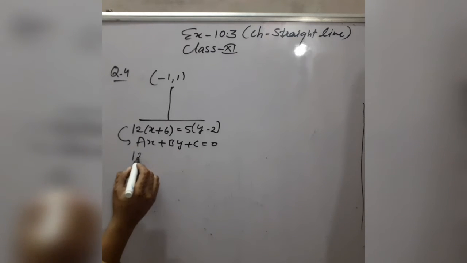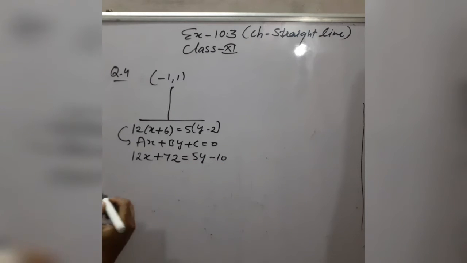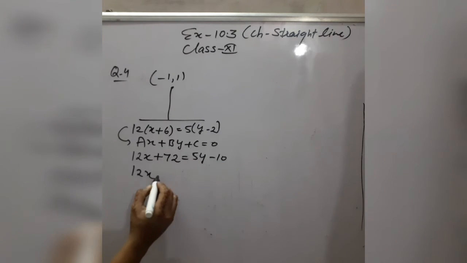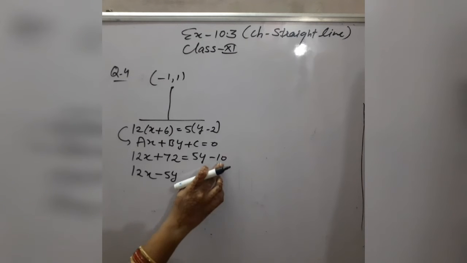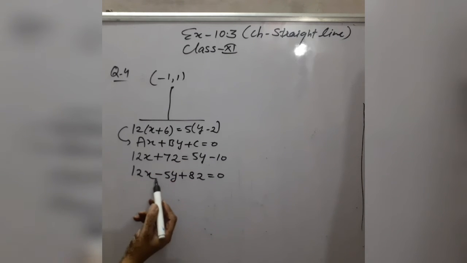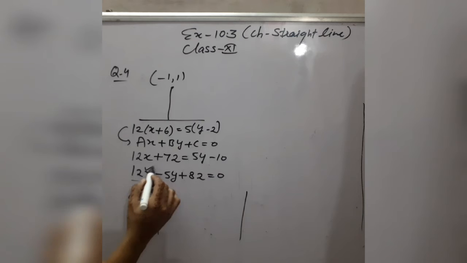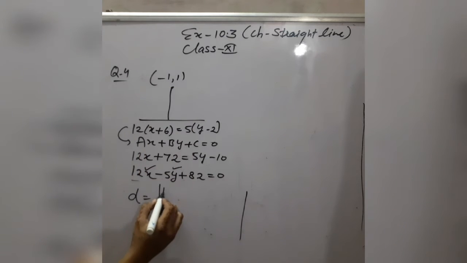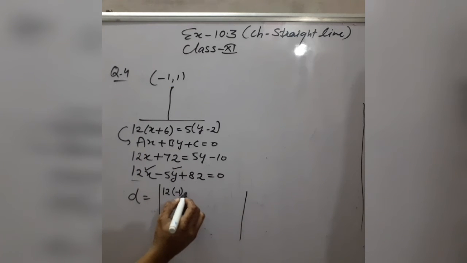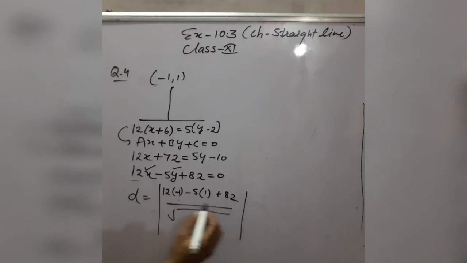So multiply 12 inside: 12x plus 72 is equal to 5y minus 10, and 5y comes on this side, it becomes minus 5y, minus 10 comes on this side, it becomes plus 10. So this is the equation: 12x minus 5y plus 82 equals to 0. Now the formula for distance: mode, in the given equation in place of x and y write down these coordinates, 12 into minus 1 minus 5 into 1 plus 82, divided by square root of 12 square plus 5 square.